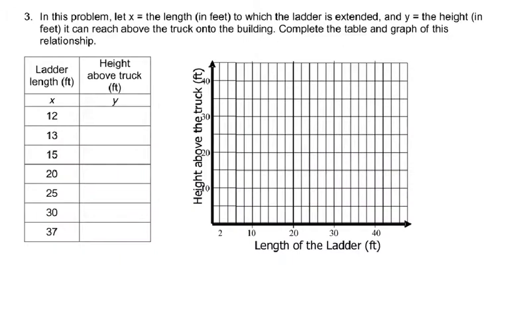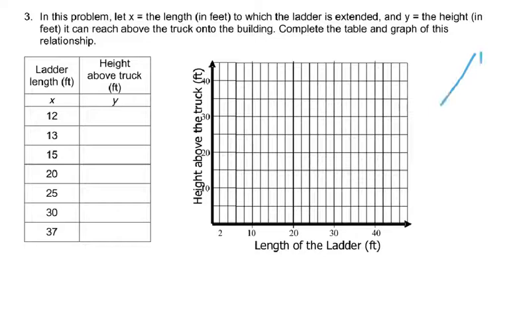Alright, number 3. In this problem, let x equal the length in feet to which the ladder is extended, and y equals the height in feet that it can reach above the truck. Complete the table and graph showing this relationship. So basically what we're saying is that we're using the Pythagorean theorem. a squared plus b squared is going to equal c squared. We know that 12 is the base, if you will.